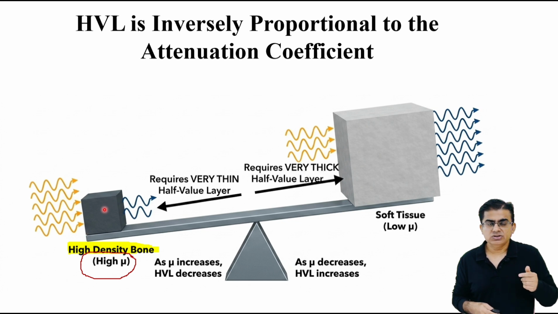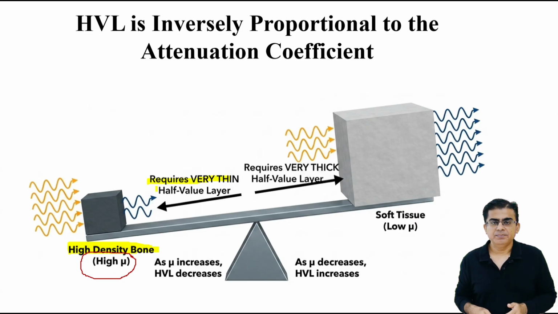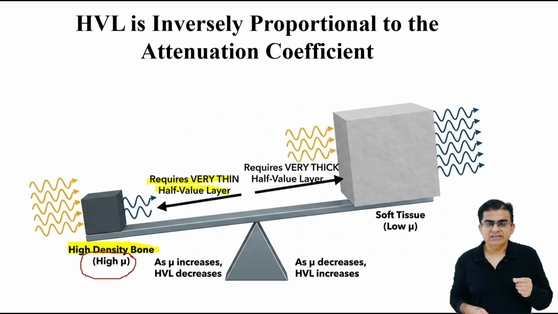Because the bone is so strong, it strictly requires a very thin half-value layer. You only need a very small thickness of bone to successfully reduce the beam intensity to exactly half. See the small size of this high density block.